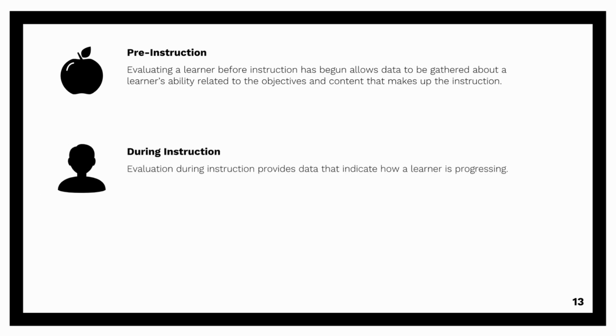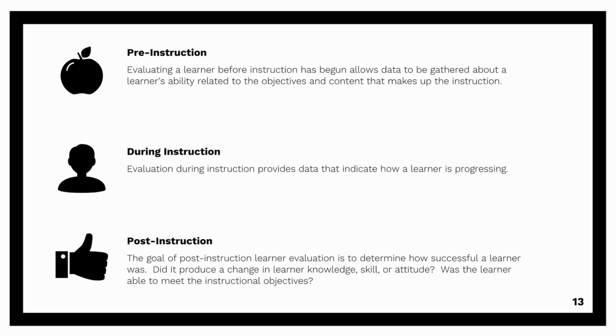During instruction, evaluation provides data that indicate how a learner is progressing. This is mainly cataloged through observation and can be complicated. Post-instruction. The goal of post-instruction learner evaluation is to determine how successful a learner was. Did it produce a change in learner knowledge, skill, or attitude? Was the learner able to meet the instructional objectives? Post-instruction evaluation tends to be summative.